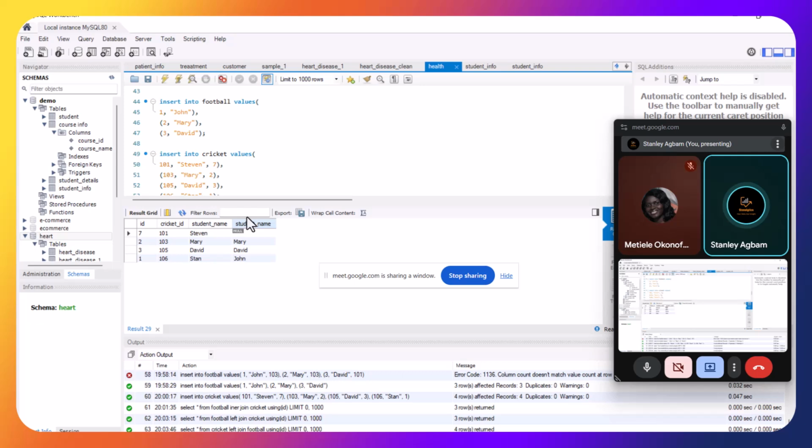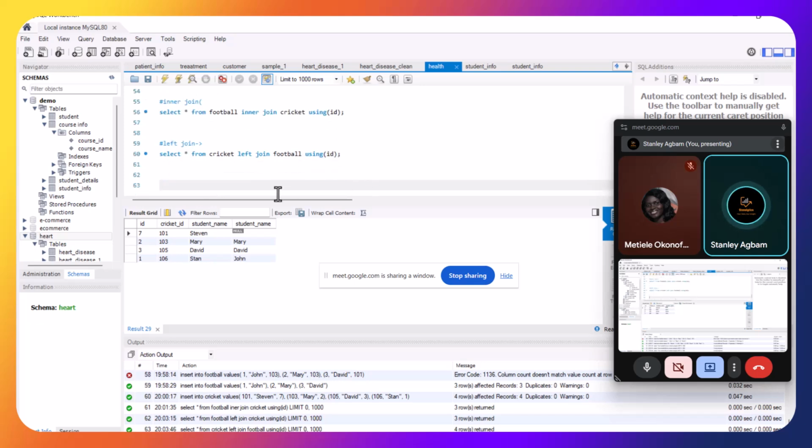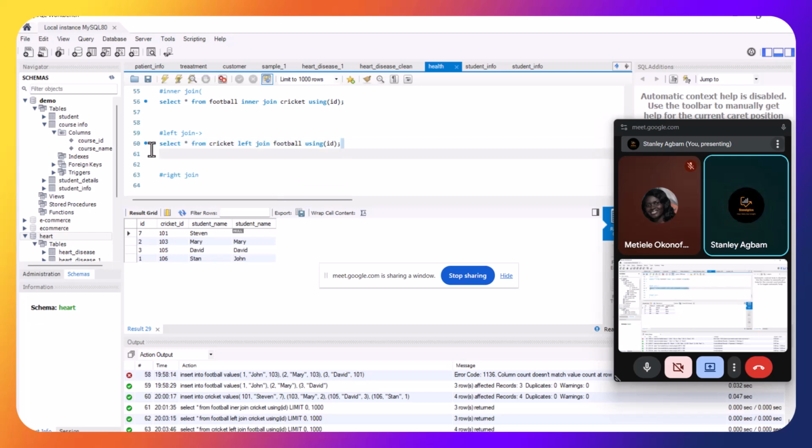So I believe you can imagine what a right join does. Right join brings out all the information about the right table instead of the left. So let me do it this way. Instead of inner join, I'm going to use right join. You will see that we're going to get the same value as we got here. So it's just like the opposite. Left is the opposite of right.